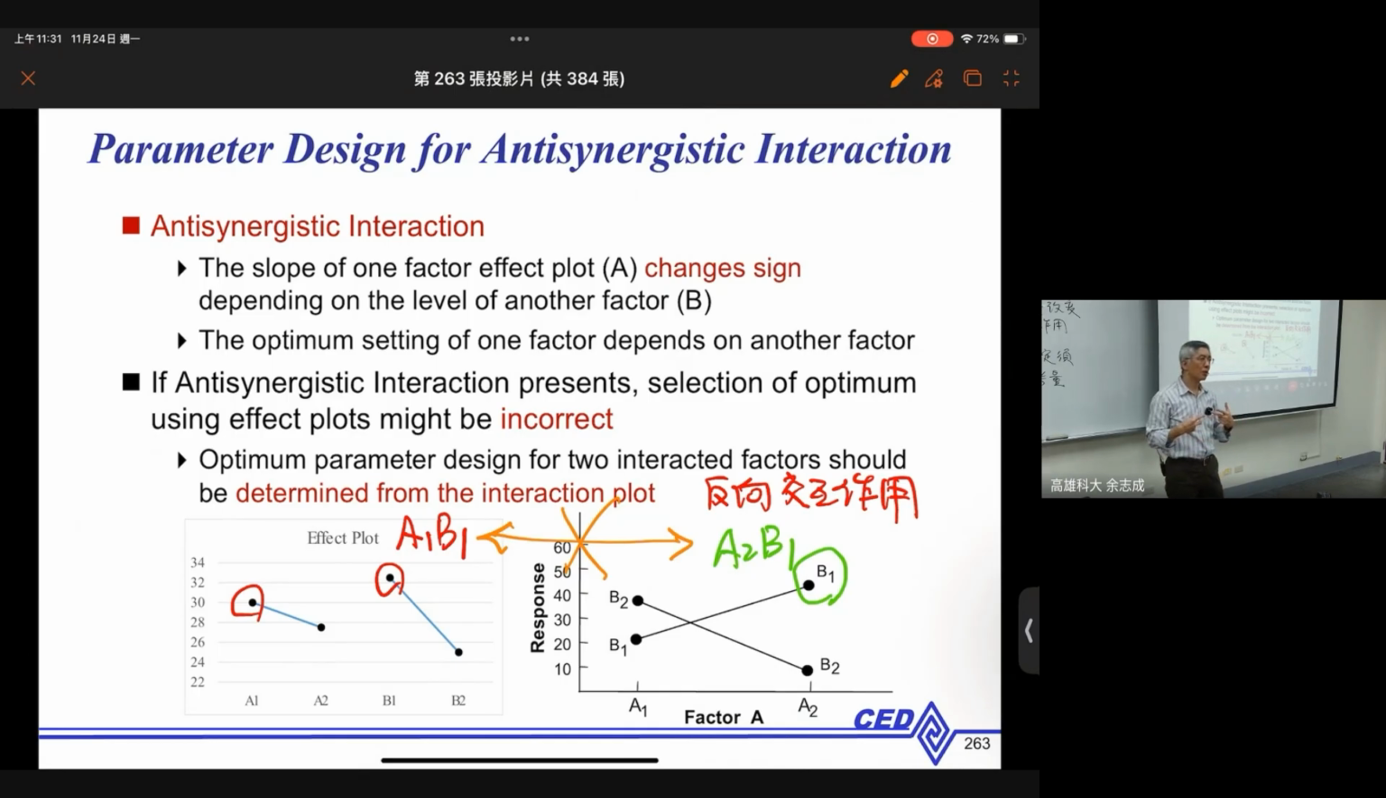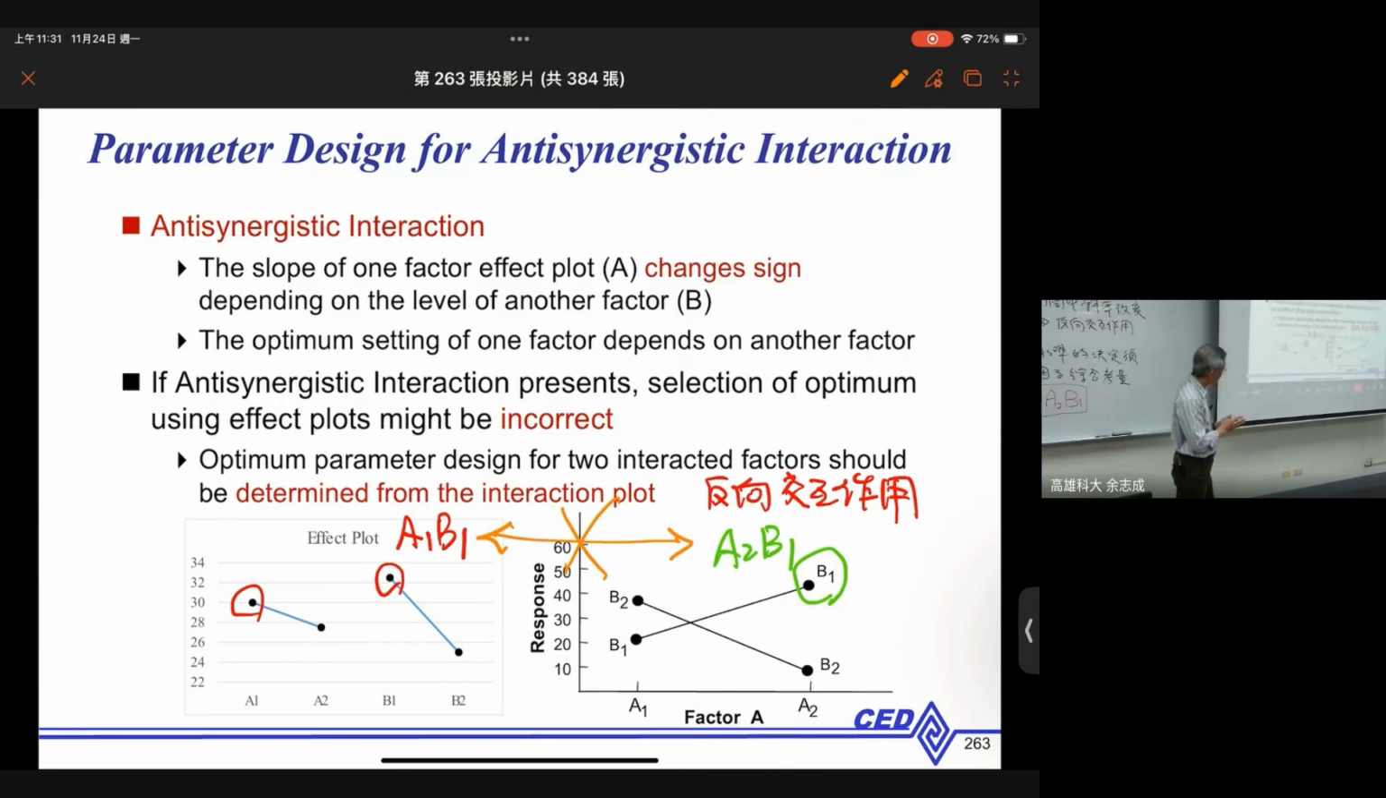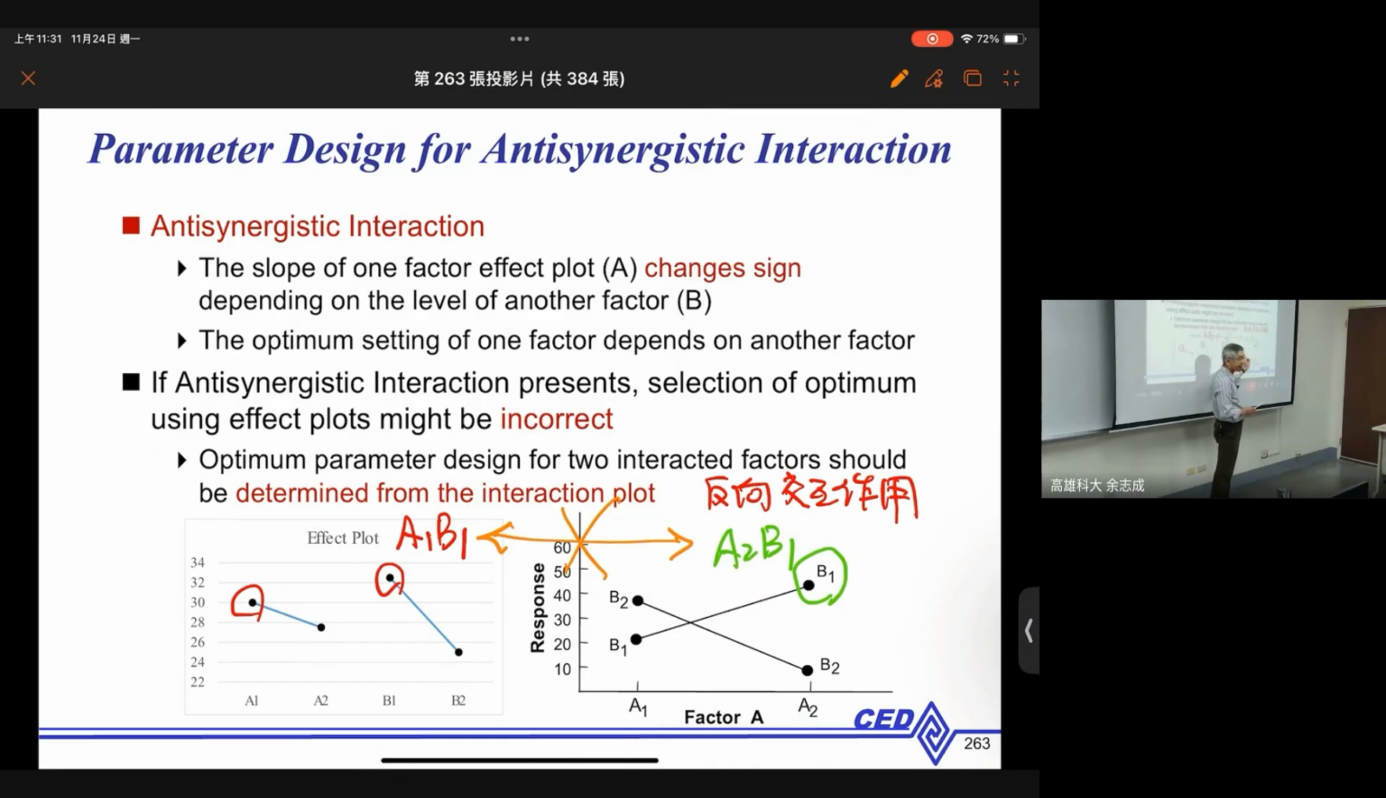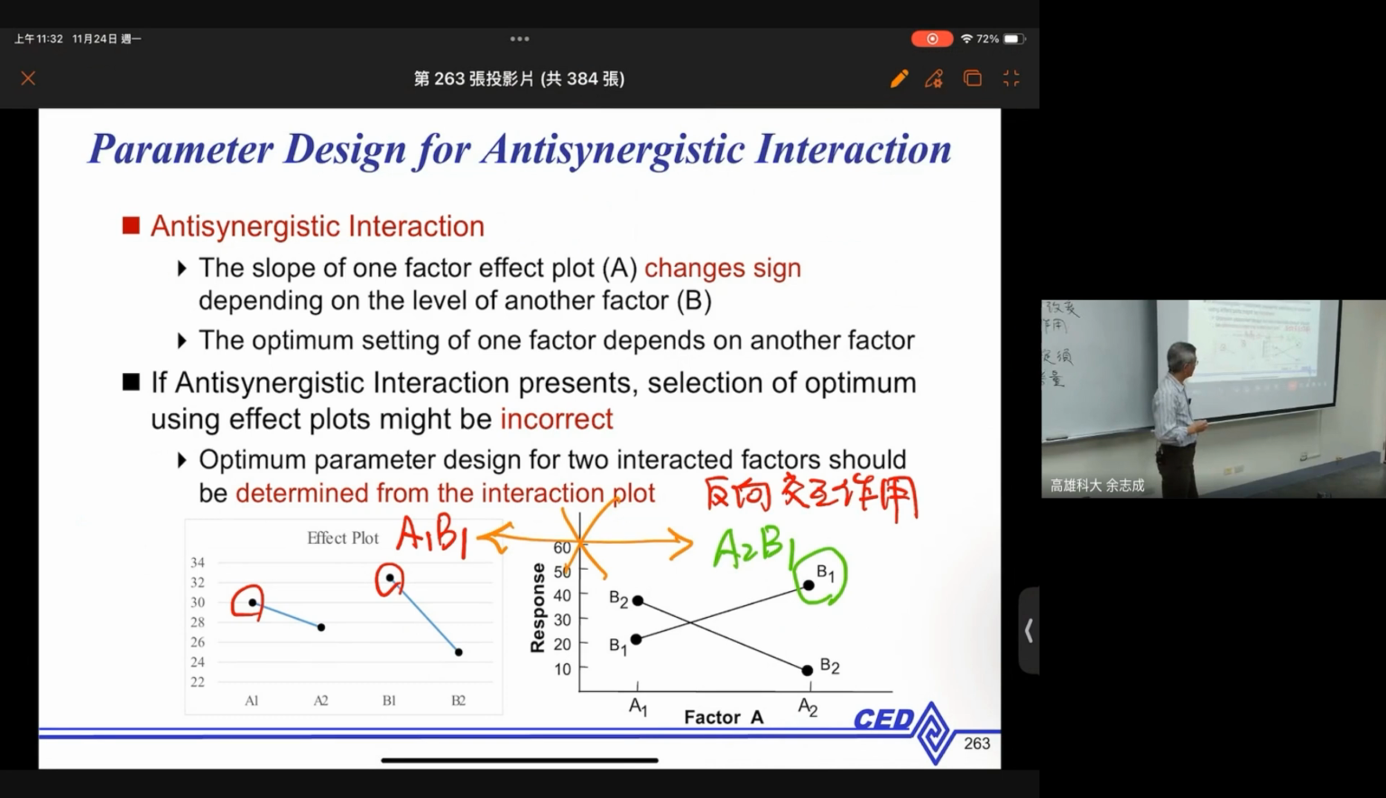However, it is a little bit more complicated because the interaction is not just A and B. We should consider A and B, and also A and C, and also A and D, right? So the selection of A does not just consider factor B. We should also consider some other factors too, if there are more interactions.